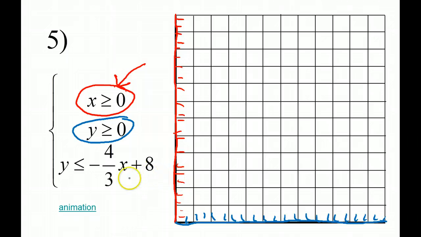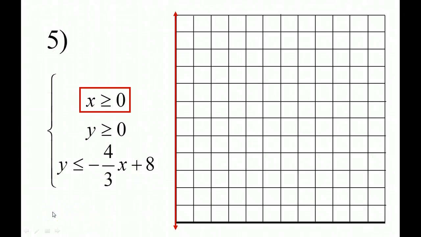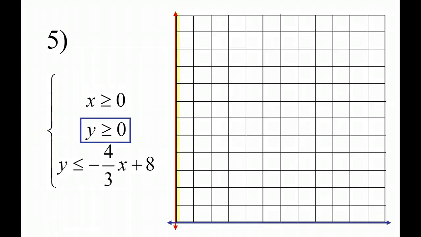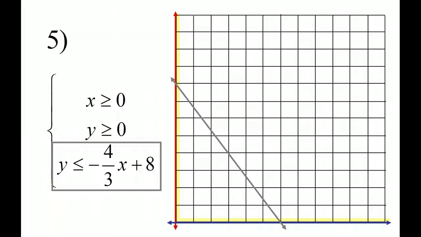Now we have this final equation, and we're just going to graph that. Let's switch to automatic. So there's our first equation. It was a vertical line, a little bit of shading on the right. Our second equation, horizontal line, a little bit of shading above. Now our third equation should look like this. Our y-intercept is positive 8, so that's up there at 8. The slope is negative 4 over 3. So I go down 4, right 3 from here. Down 4, right 3. Down 4, right 3.